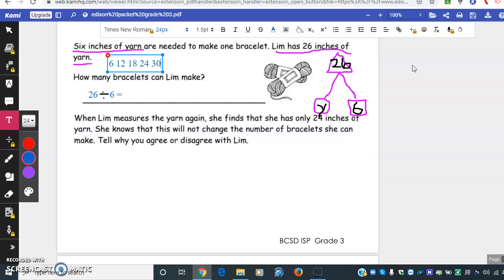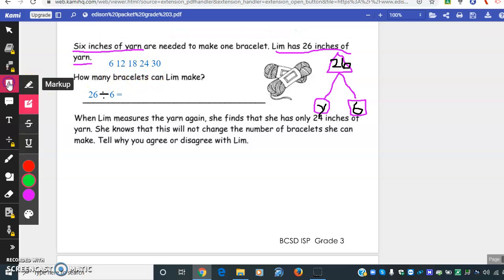Easy. Here we go. What I'm going to do is go to my list of 6s, and pick the one that is the closest multiple of 6 that I can get to 26 without going over. And that's important, guys. You can't go over, which means I can't choose 30. I'm going to have to go with 24. That is the closest I can get to 26 without going over.